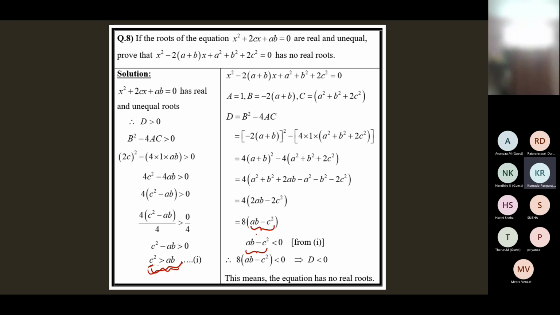And multiply that with 8 outside. So 8 into a negative value is negative. That means it's less than zero. The value is less than zero. D is less than zero. So the equation has no real roots.